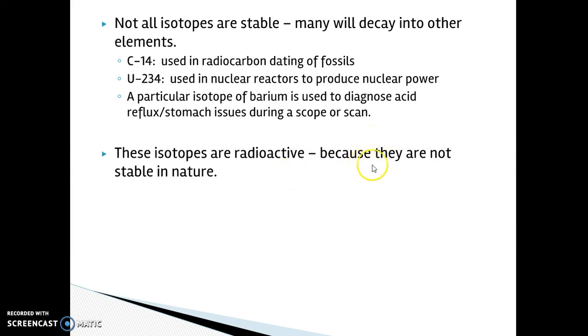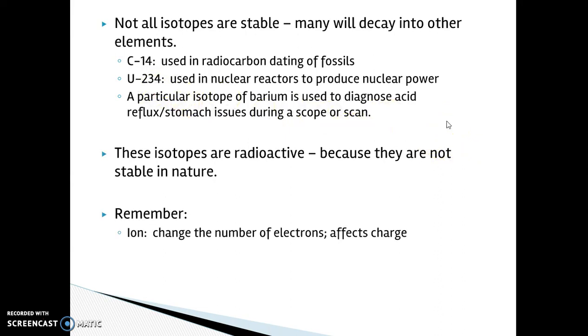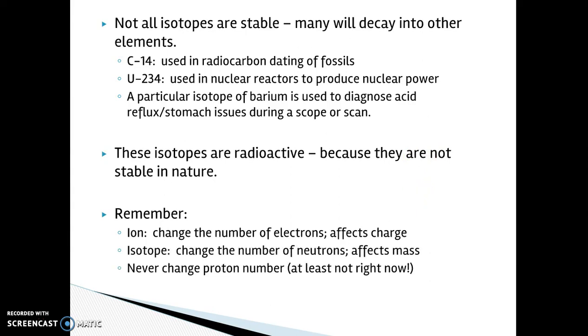So these isotopes are radioactive because they're not stable, meaning they are going to break down. They are not going to stay this way forever. We will talk about radioactivity in our nuclear unit. So remember, for an ion, you change the number of electrons, that affects the charge, and for an isotope, you change the number of neutrons, that affects the mass. You never change proton number, at least not right now.